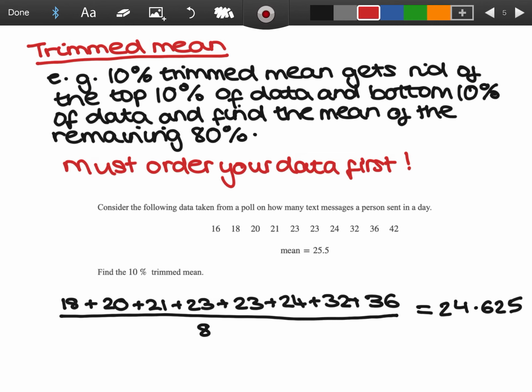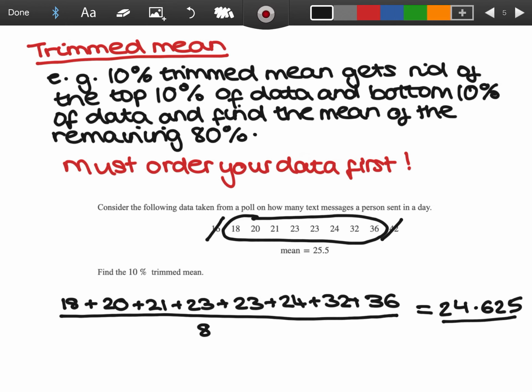They've given you these 10 data points and asked you to find the 10% trimmed mean. You have 10 data points, and 10% of 10 is just 1. So I'm going to get rid of my top data point and my bottom data point. My remaining 80% is the 8 data points in the middle, and I'm just going to find the mean of those, which is what I've done here. I've added them together and divided by the number of them, which is 8, and that leaves me with 24.625.